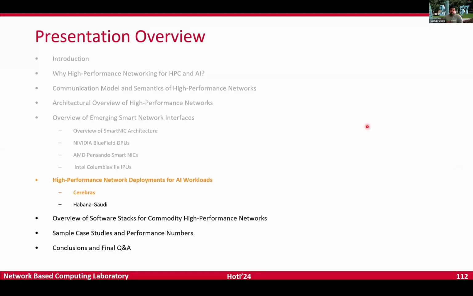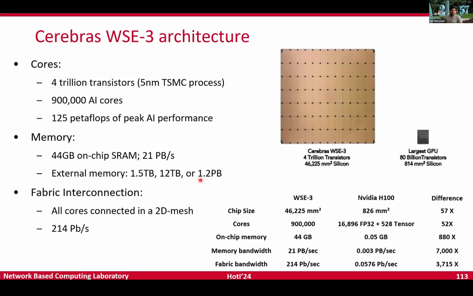So we started with the fundamentals of high performance networking, basic high performance networks, smart networks, and now we are heading into how AI based network deployments are happening. We'll take a couple of specific use cases, the Cerebras and the Habana Gaudi. More recently, you would have seen that Cerebras has released the wafer scale engine 3 architecture with over 4 trillion 5 nanometer transistors, a heck of a lot of AI cores, huge amount of performance, a lot of memory, and a very rich network.